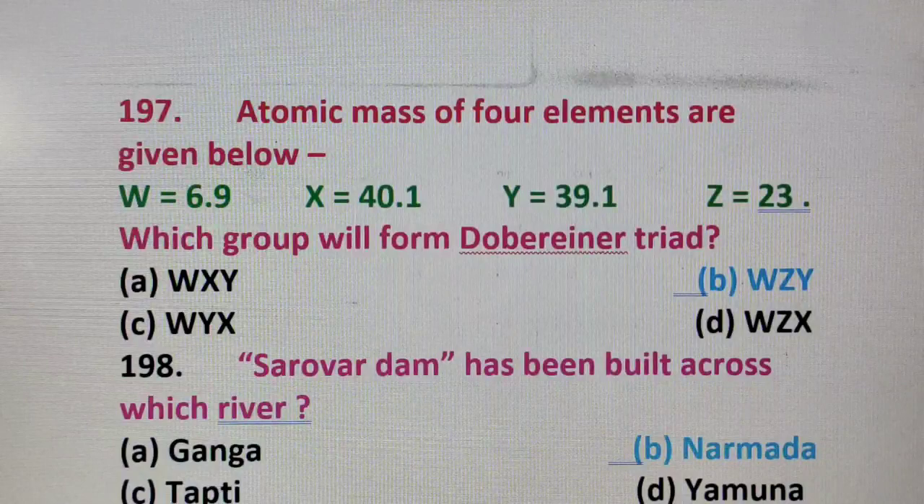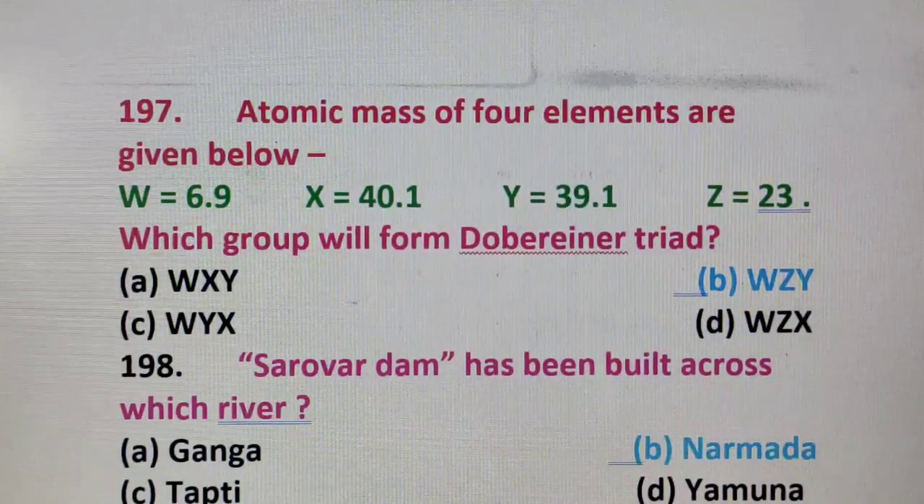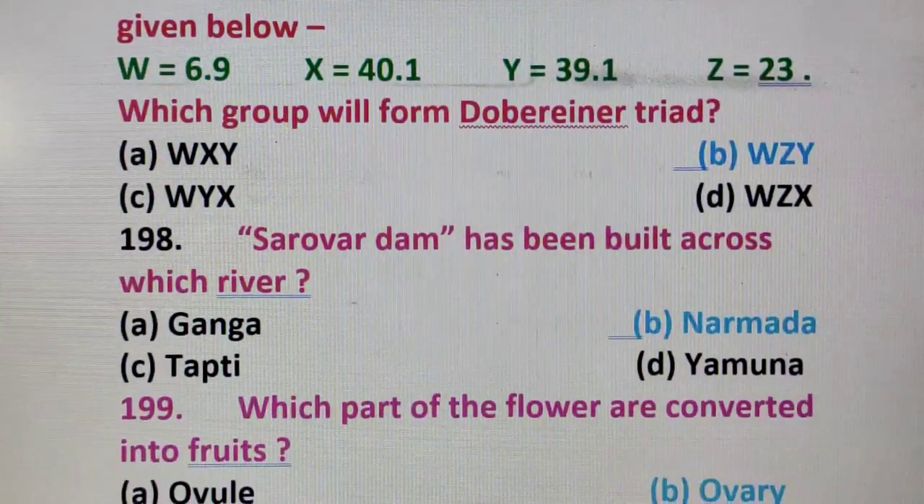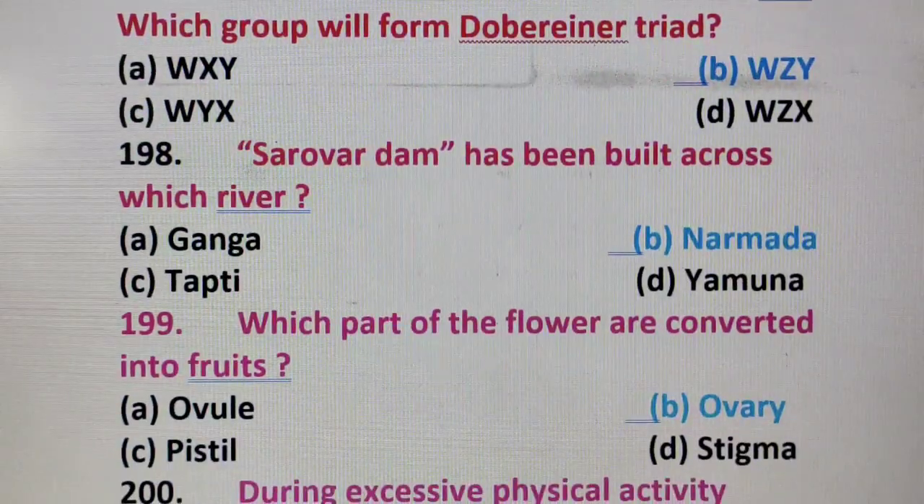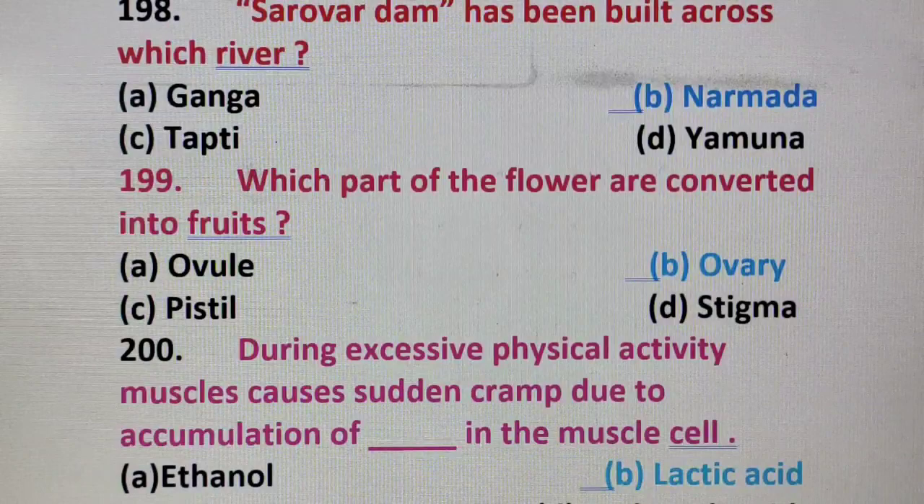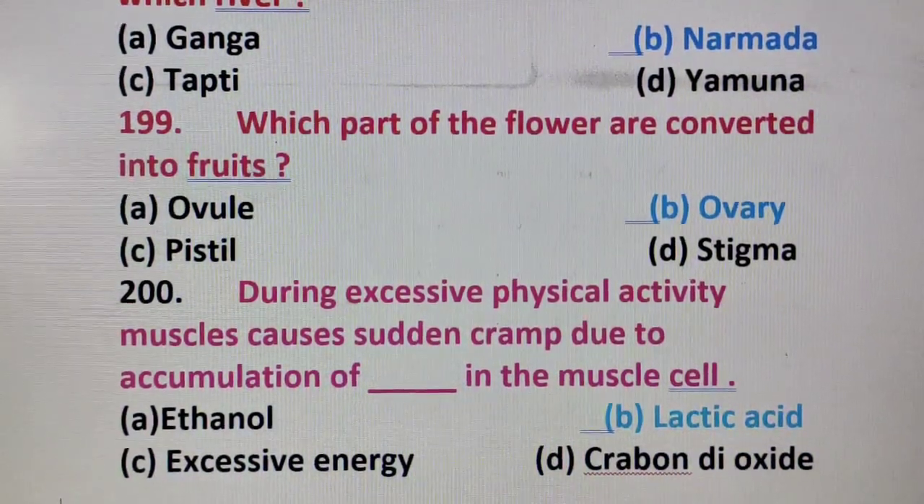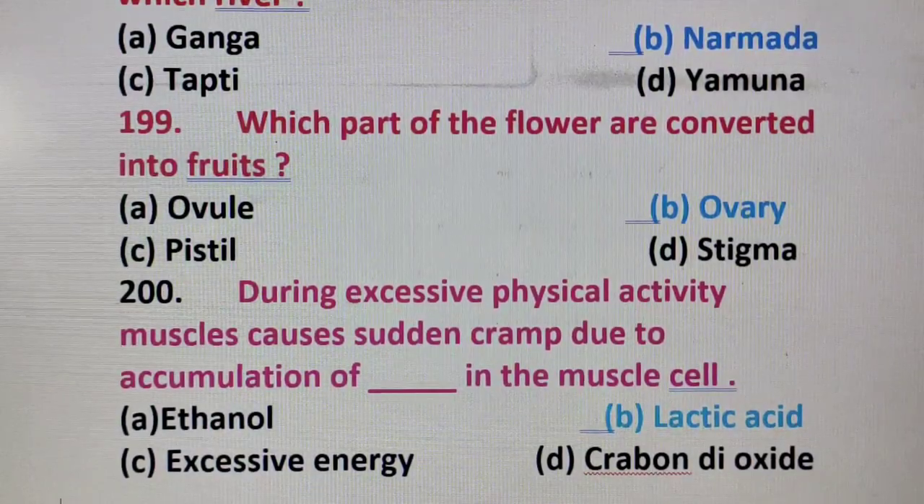we will get 46 divided by 2, we get atomic mass of Z. Sardar Sarovar Dam has been built across which river? It is Narmada River. Which part of the flower is converted into fruits? This is ovary. During excessive physical activity, muscles cause sudden cramp due to accumulation of dash in the muscle cell. It is due to accumulation of lactic acid.